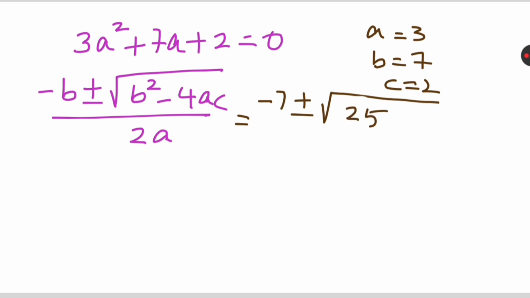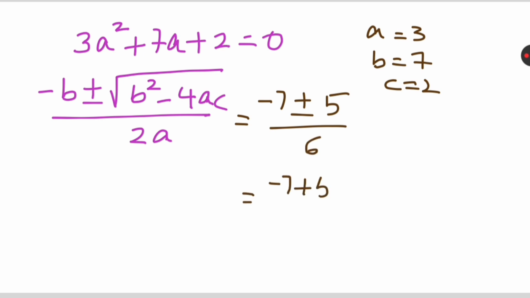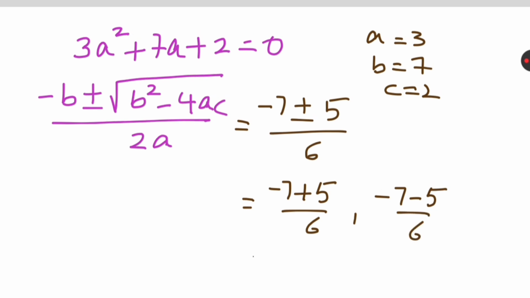The square root of 25 is 5, over 2 times 3, which gives 6. So we can write this as (−7 + 5)/6, and the other one is (−7 − 5)/6. Minus 7 plus 5 gives minus 2 over 6, which is minus 1 over 3. And minus 7 minus 5 gives minus 12 over 6, which after cancelling gives minus 2. So these are the other two values of a.